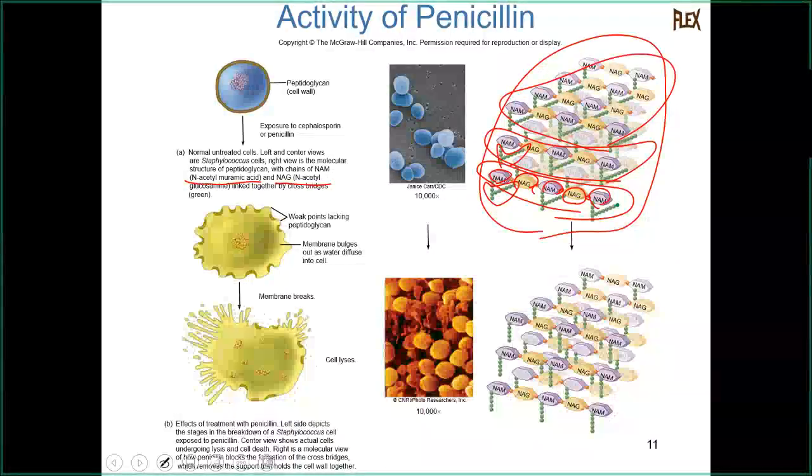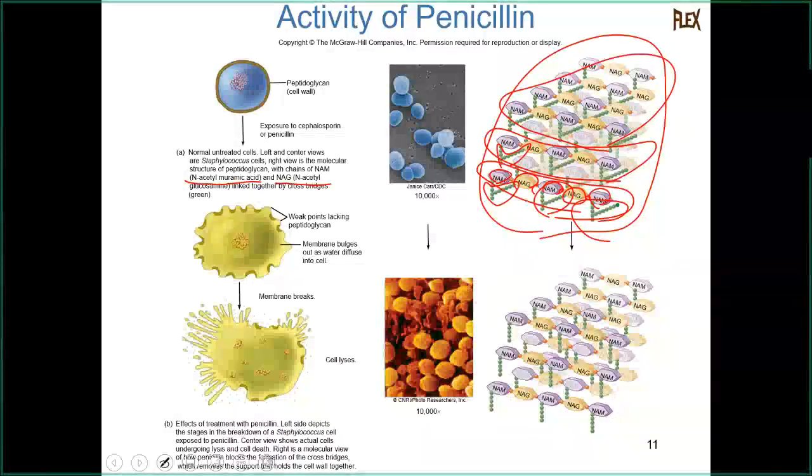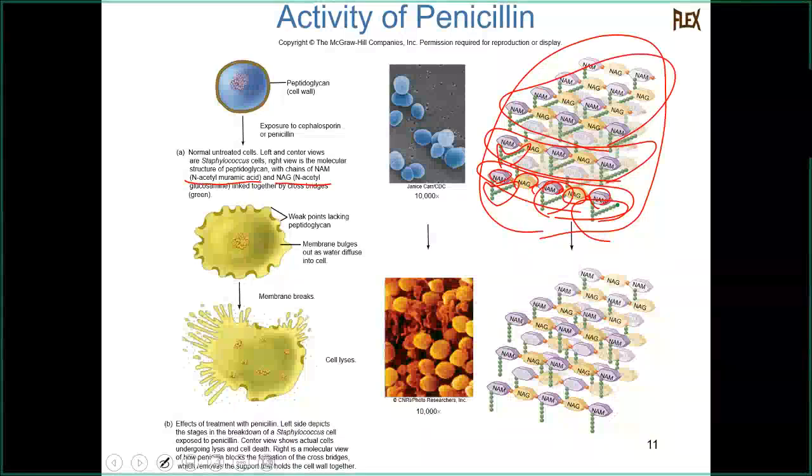Now, if you can introduce some chemical that will disrupt the synthesis of this, in particular something that disrupts an enzyme that is active in helping to join the NAMs and the NAGs via these amino acid linkages, you can promote a weakness in the cell wall that will lead to lysis. And that's what's shown here.